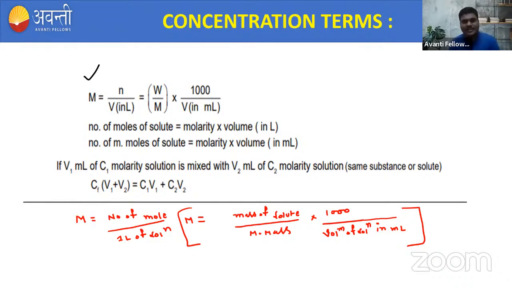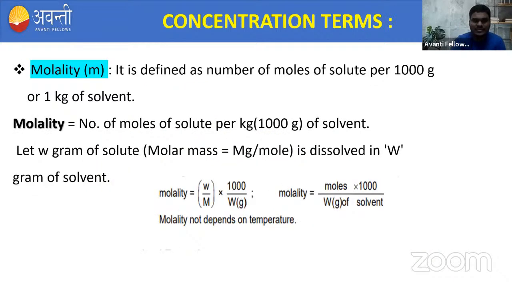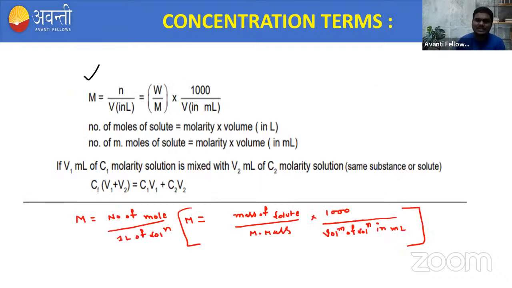So this is the formula for finding molarity. Now, let us assume if V1 ml of C1 molarity solution is mixed with V2 ml of C2 molarity solution, same substance or solute, then we can also write it as, right? So how will you write it, beta? So we can express this.